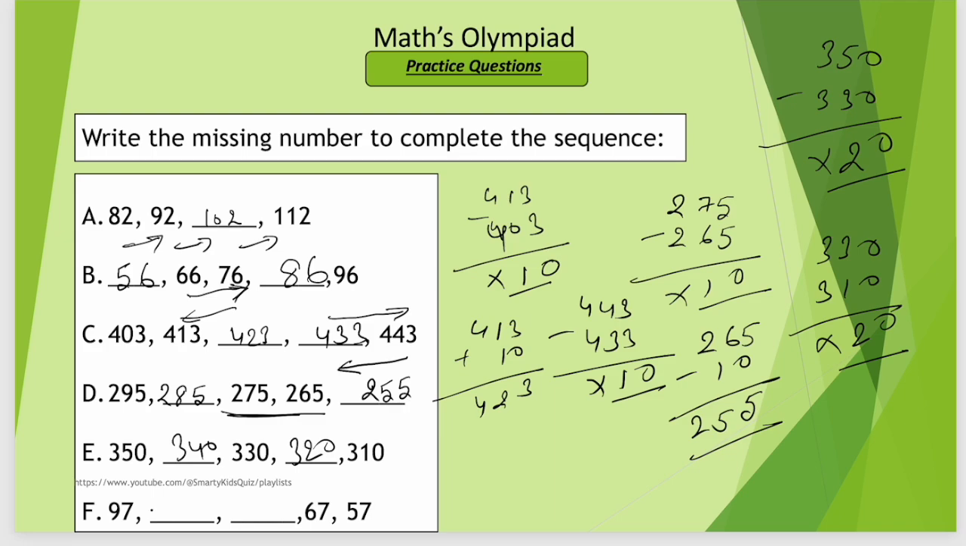Now look at here, 97, dash, dash, 67, 57. So here 67 to 57 decreasing by 10, right? Decreasing by 10. So here also first decrease by 10, 87, then decrease by 10, 77, then decrease by 10, 67 and 57. With this I will close the video, kids, right? And in the next video we will see some more concepts.